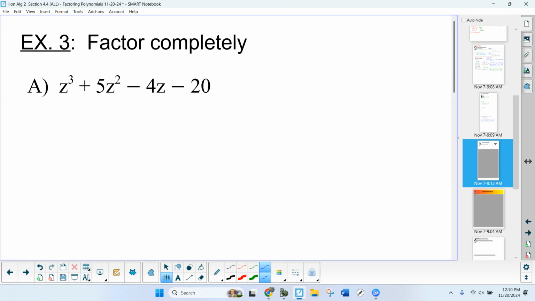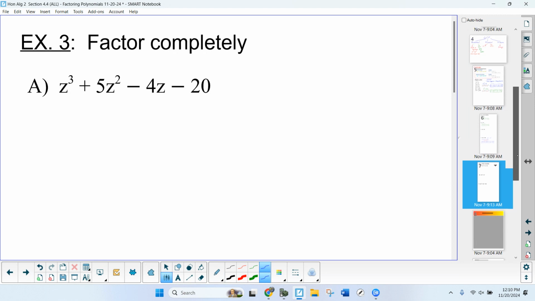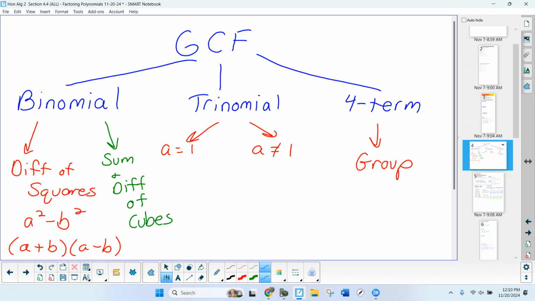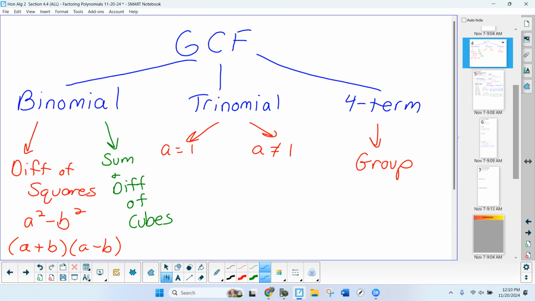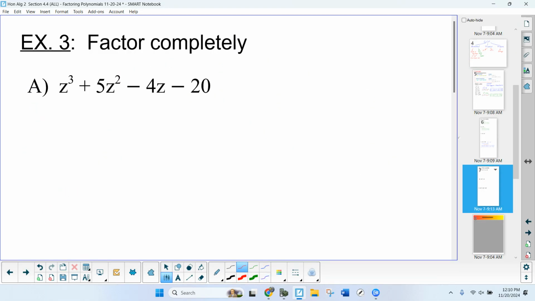Factor completely. All right, going back to our rules of factoring. Do you have anything you can pull out of all 4 terms? No. How many terms do you have? 4. So remember from our flow chart, when you have 4 terms, you just group them. Sometimes you get to 4 terms and you panic, but you just group them.